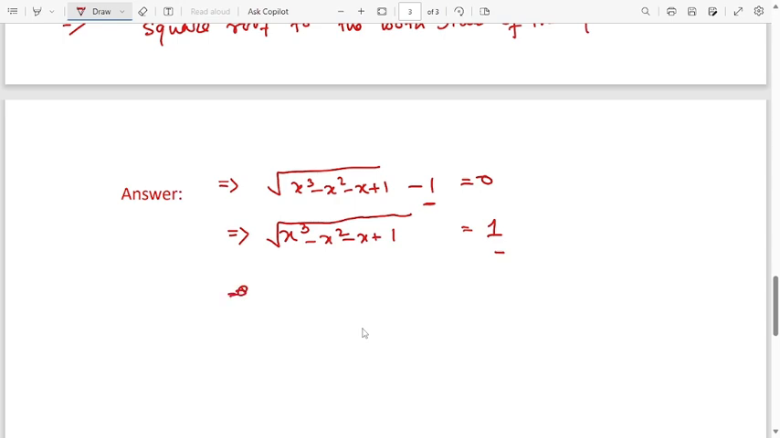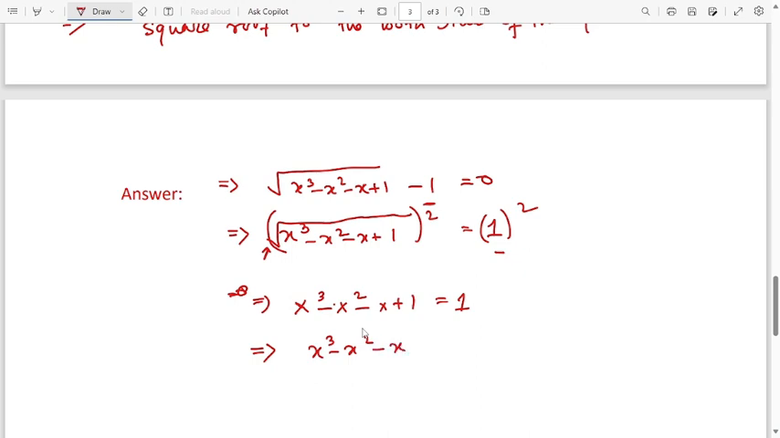So therefore now what we are doing, to remove this square root, we are squaring both sides. That means this whole square and this whole square. Then this becomes x cube minus x square minus x plus 1, which is equal to 1. So now we want to get rid of plus 1, so we are switching this one to the right hand side. This is 1 minus 1. So that means x cube minus x square minus x is equal to 0.